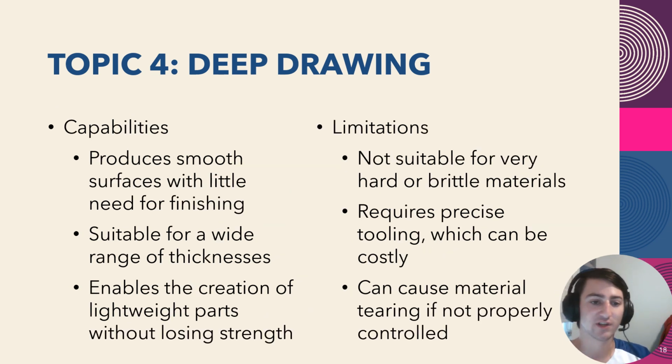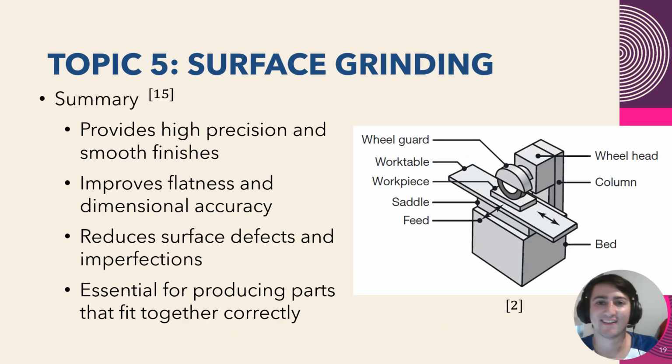And capabilities: produces smooth surfaces, little need for finishing, can do a wide range of thicknesses, and creates lightweight parts without losing their structural properties. Limitations: not suitable for hard and brittle materials. It requires very precise tooling, which can be costly to set up, and also can cause material tearing if not properly done. So into our last topic, which is surface grinding.